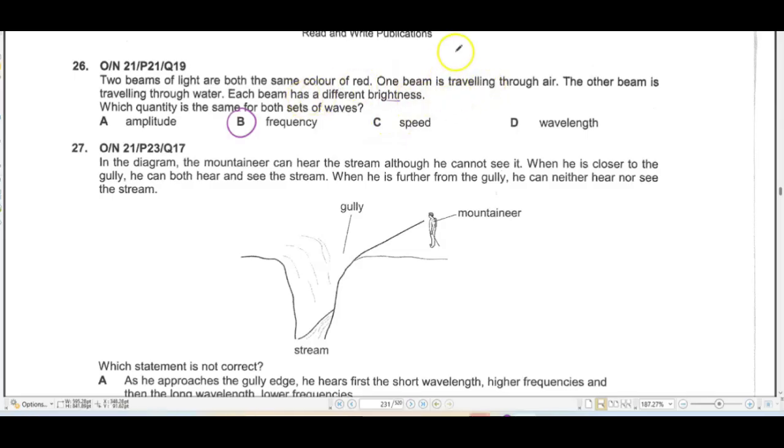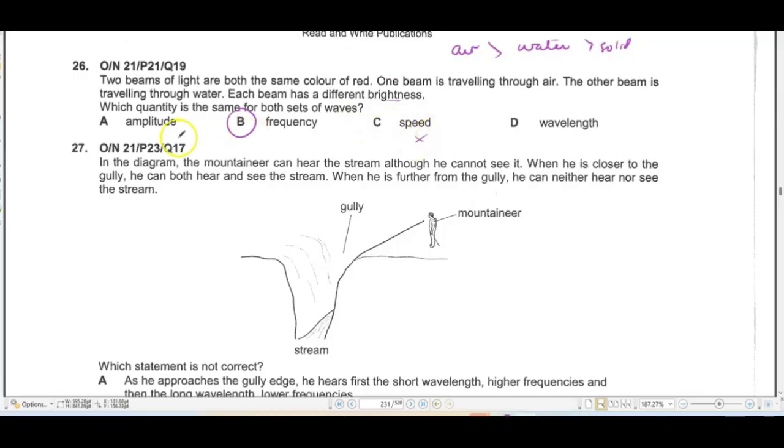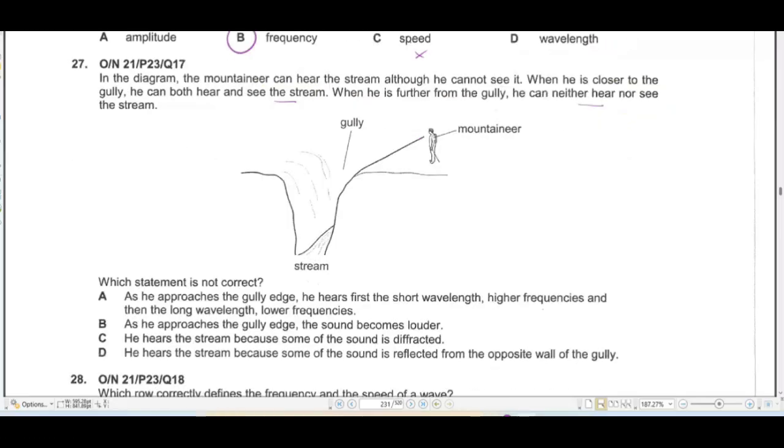So the speed in air is more than that in water and more than that in solid. Solid, of course, it won't pass through, but anyway, the speed can't be the same. Amplitude is going to be different because the speeds are different, okay, and wavelength is going to be different as well. So frequency is one thing that will be the same because they are of the same color. Okay? Question number 27.